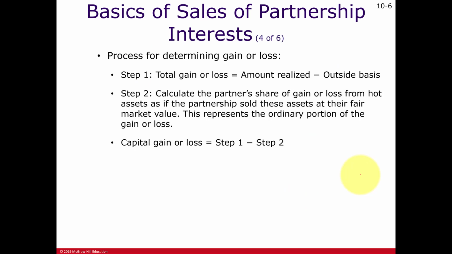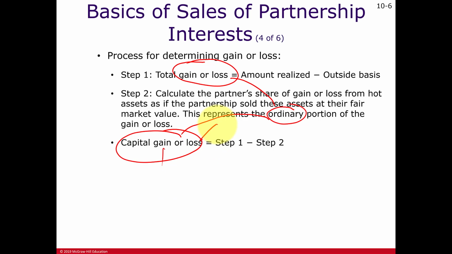So the simple formula in calculating how to tax a partnership or partner is to look at the gain or loss, and we went through that whole calculation already. But from that amount, we have to allocate how much goes to the partner and treat it as ordinary income. And then the rest is treated as a capital gain or loss, taxed at lower rates or deductible with some limitations.